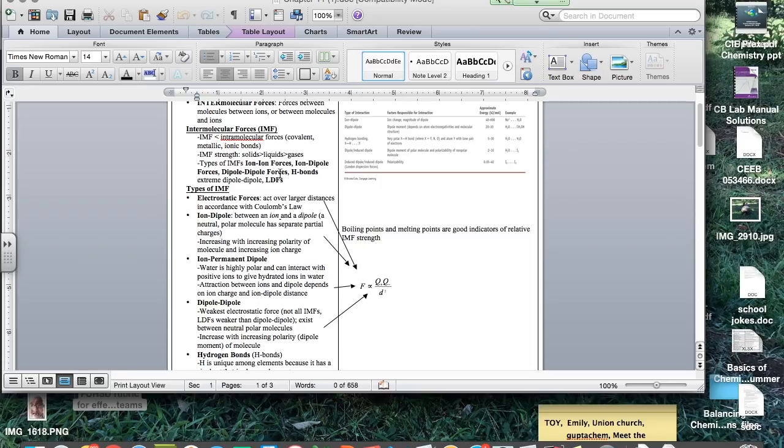And these are the different types of IMFs: ion-ion, ion-dipole, dipole-dipole, hydrogen, and LDFs. I would like to clarify hydrogen bond. Hydrogen bond happens when hydrogen is bonded to nitrogen, oxygen, or fluorine. And if there is another ammonia on the other side, then definitely this is a hydrogen bond. But even if there's a highly electronegative atom that can attract the hydrogen, that will still be a hydrogen bond.